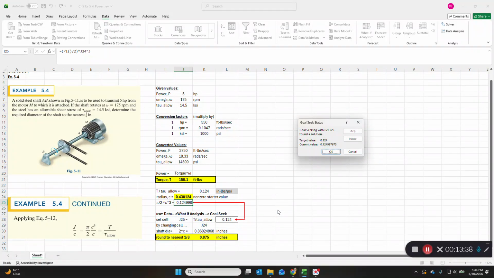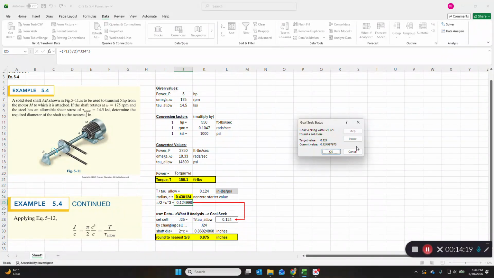And that means that the shaft diameter now is going to be twice the radius. The radius here was 0.430, so twice that is 0.86. The problem asks you to round to the nearest eighth inch, so that's going to be 0.875. And if you look at that in terms of nearest eighth inch, I think it should be 5/8 of an inch. No, it's 3/8 of an inch. Let's check that. 3 divided by 8. It's not. So 7 divided by 8 is 0.875. How about that? 7/8 of an inch is the answer.